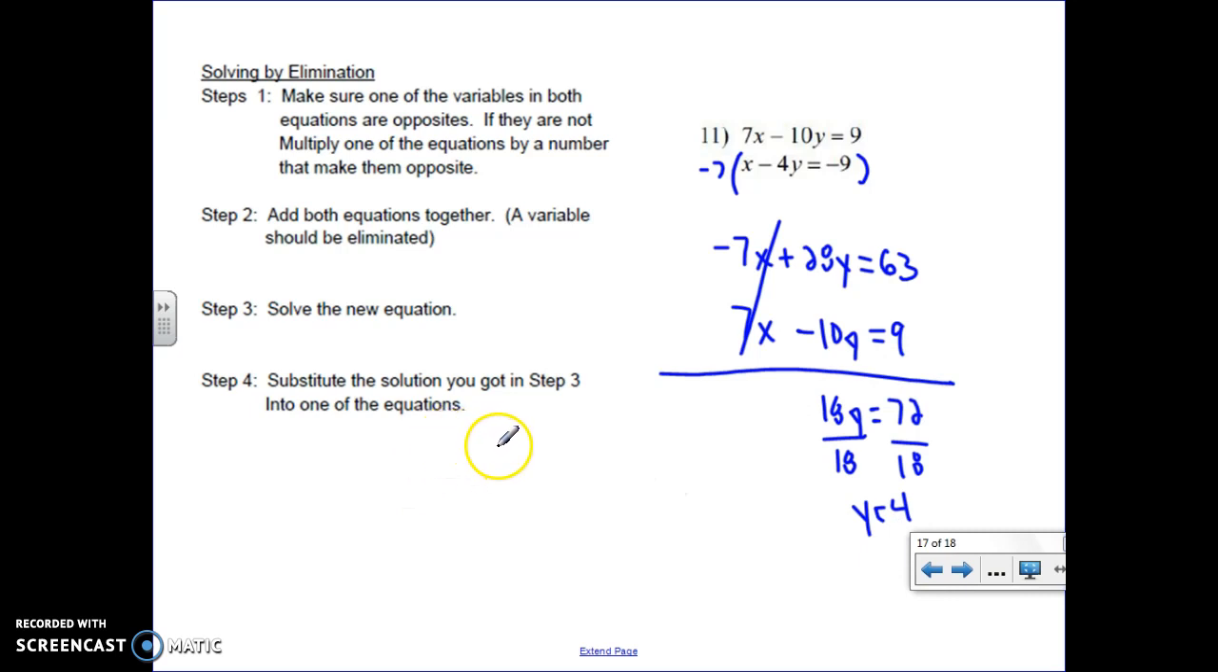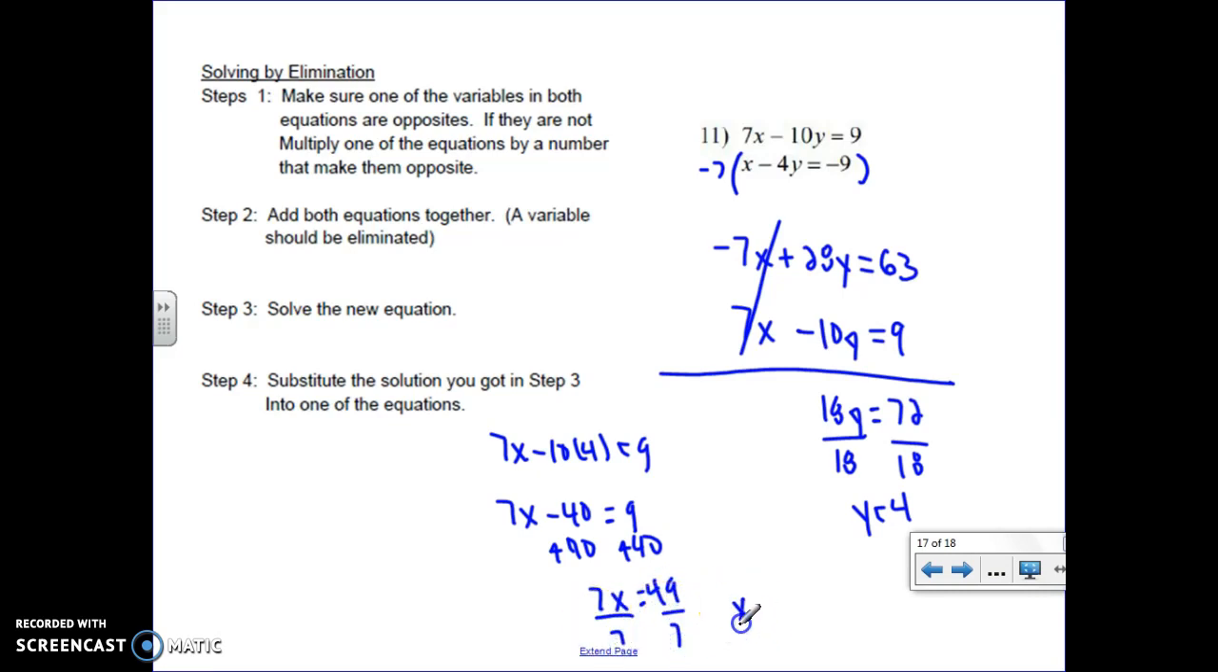So now I'm going to plug y into one of the equations. So I'm going to do 7x minus 10 times 4 equals 9. So I have 7x minus 40 equals 9. Add 40. So it looks like I get 7x equals 49. Divide both sides by 7. I got x to be 7. So it looks like my solution is (7, 4).